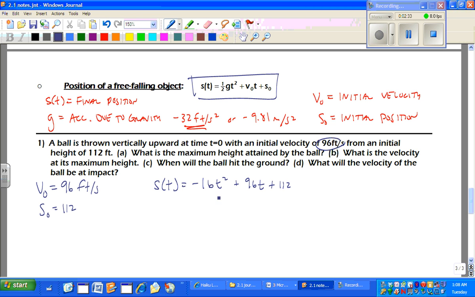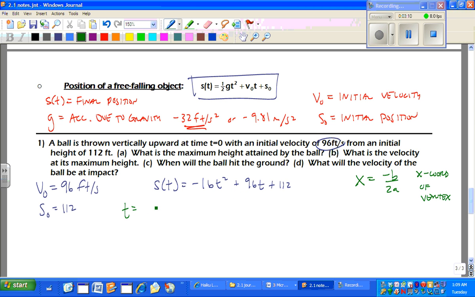We want to find the maximum height. Well, this is a parabola, right? Negative leading coefficient, so that tells us that parabola is opening down, so our vertex is going to be the maximum. So what we need to remember is how to find the x-coordinate of the vertex. That's going to be opposite of b over 2a. Right, that's the x-coordinate of the vertex, or in this case, the t-coordinate. That's going to be our time.